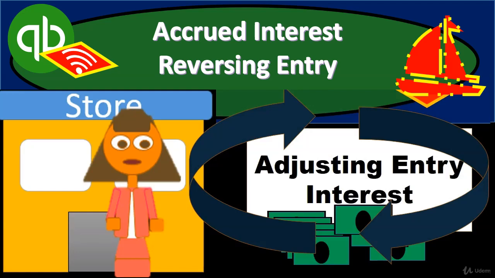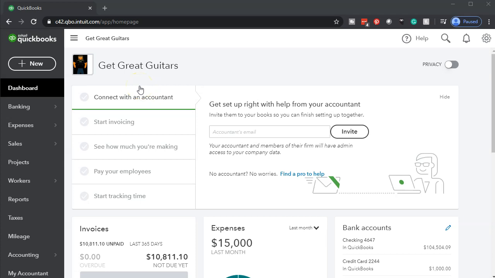In this presentation, we're going to enter a reversing entry related to accrued interest. Let's get into it with Intuit's QuickBooks Online. Here we are in our Get Great Guitars file.